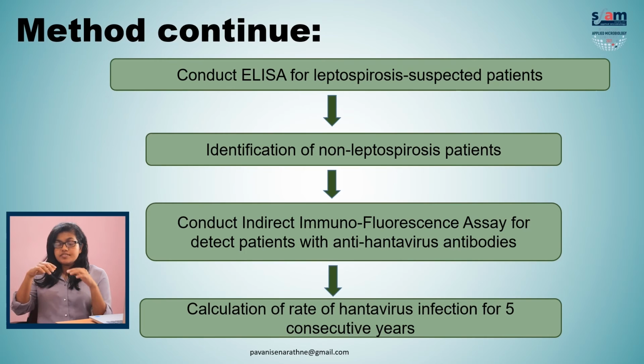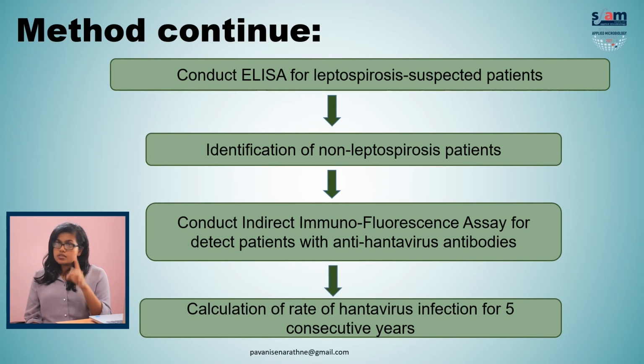We selected patients with leptospirosis symptoms, and we conducted ELISA to find whether these people have a leptospirosis infection. We removed patients who have a leptospirosis infection from our study group, and we only selected people who do not have leptospirosis. Then we did IFA on them and found out the number of people who are infected with hantavirus, and we calculated this amount for 5 consecutive years.